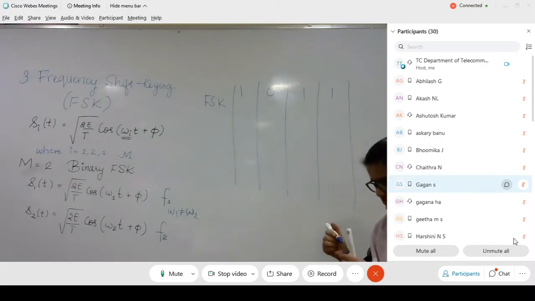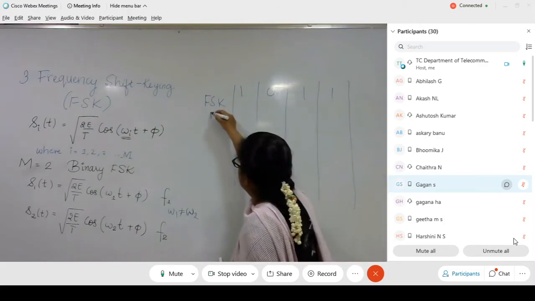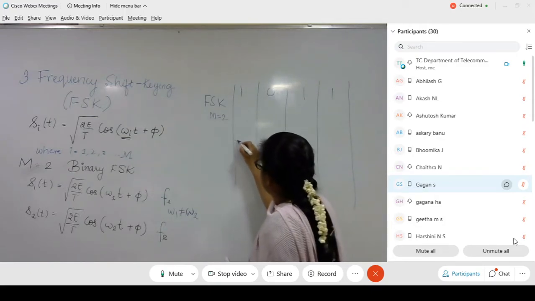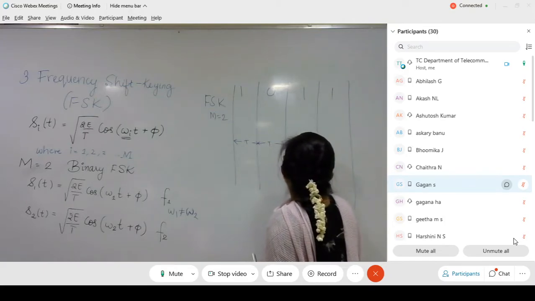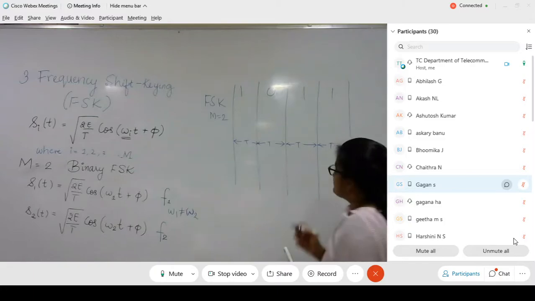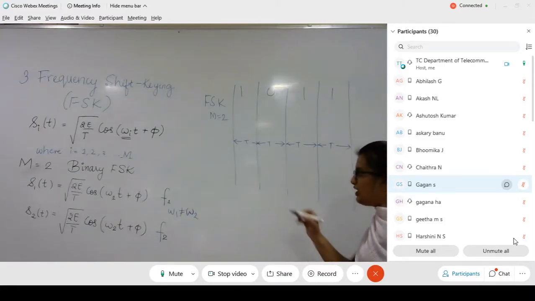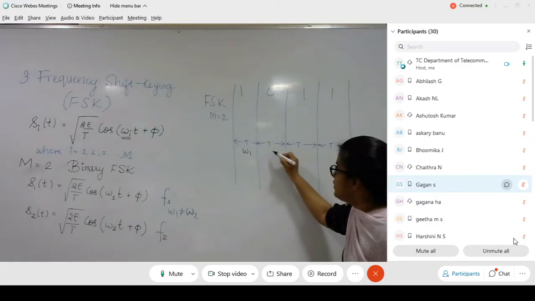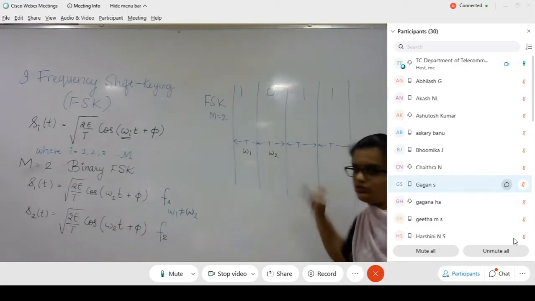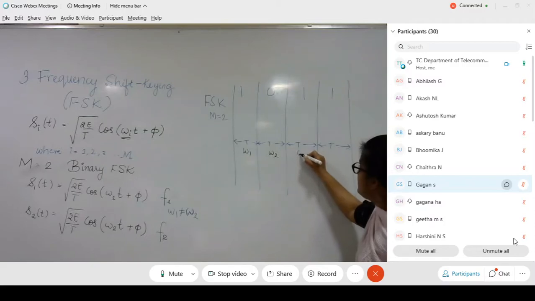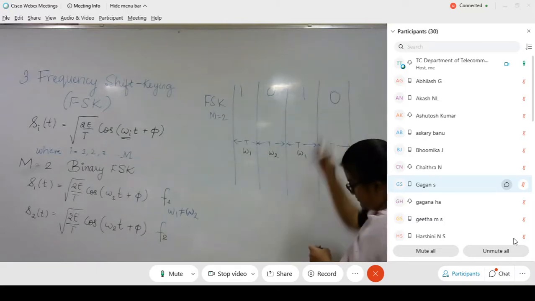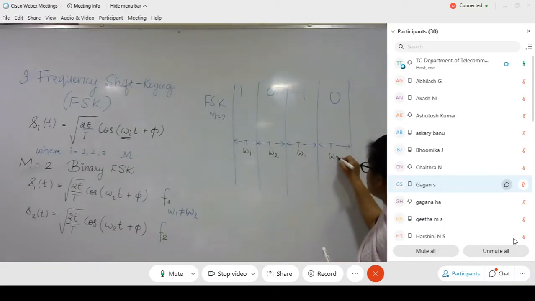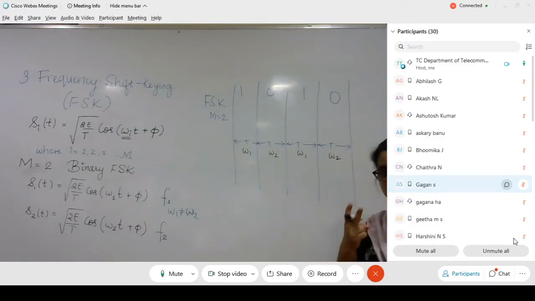Okay, so this is for binary FSK, M is equal to 2. That means each symbol period will be represented with a different frequency corresponding to the bit I am transmitting. In order to transmit bit 1, I am going to send omega 1. In order to transmit bit 0, I am going to transmit omega 2. Similarly, bit 1 again omega 1, then 0, which is again omega 2. Means different frequencies.